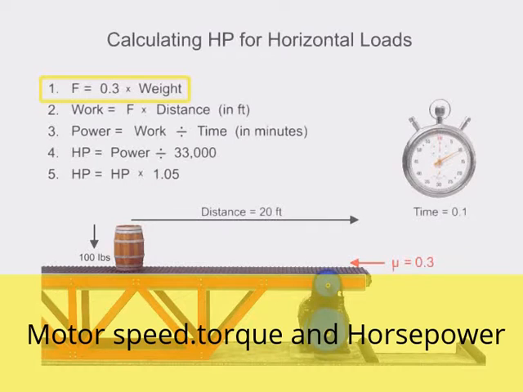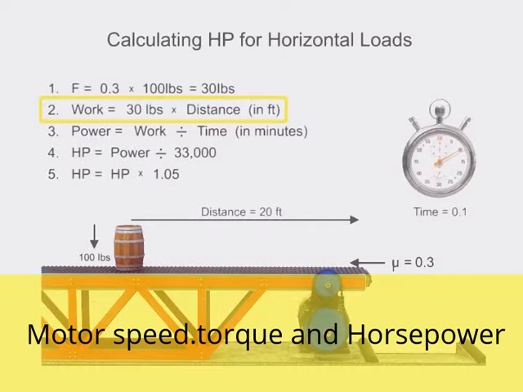We can determine the horsepower required of the conveyor motor by accomplishing the following calculations. First, find the horizontal force required by multiplying the coefficient of friction by the weight, which is 100 pounds. In this system, the horizontal force is 30 pounds. Then determine the amount of work required by multiplying the force by the distance, 20 feet. For this system, the work required is 600 foot-pounds.